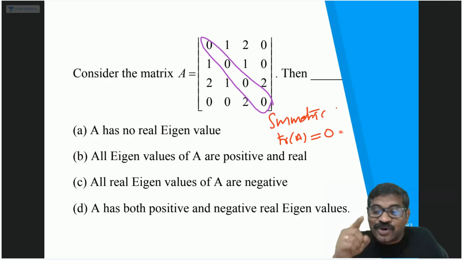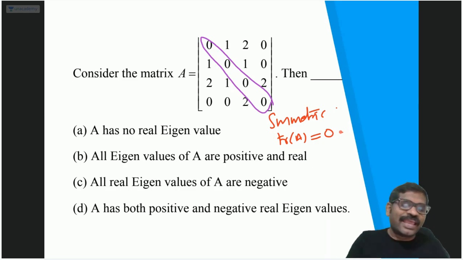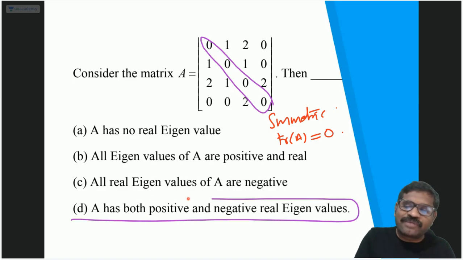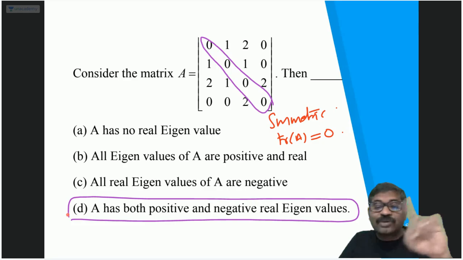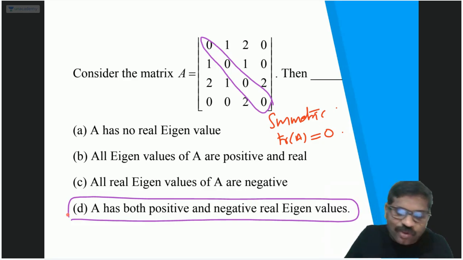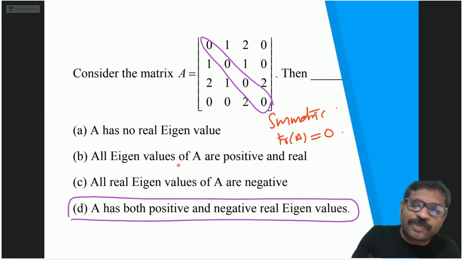Trace 0 means some positive, some negative. Some positive real numbers, some negative real numbers. By adding all these, you are going to get 0. That's why the correct answer is A has both positive and negative real eigenvalues, because all the eigenvalues are not positive. Sir, without finding eigenvalues, how can you say that all the eigenvalues are not positive?